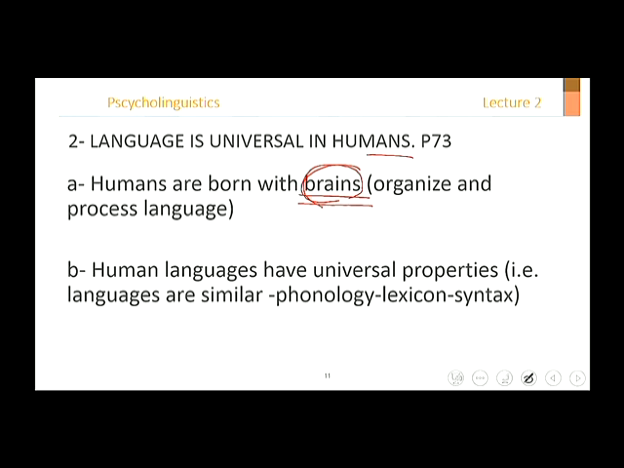Okay? Also, human languages have universal properties, and I said that already. All human languages, Spanish, English, Arabic, you name it, they have phonology, lexicon, they have syntax, and they have rules. The different phonological, lexical, and syntactic rules. Okay, but the roots are the same. The principles are the same. But we have different words. Yes, we have different words. But the roots are the same. All right, we have phonological rules. Those phonological rules are universal in all human languages. But maybe this rule applies to Arabic but not English, and so on. But the basis is one.